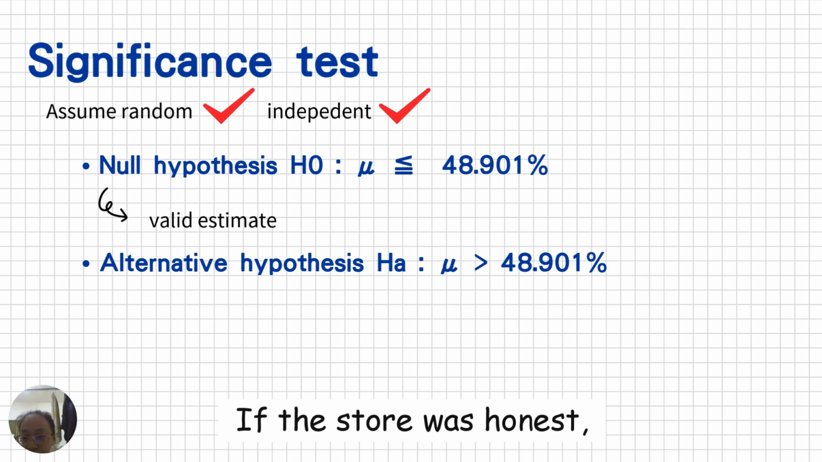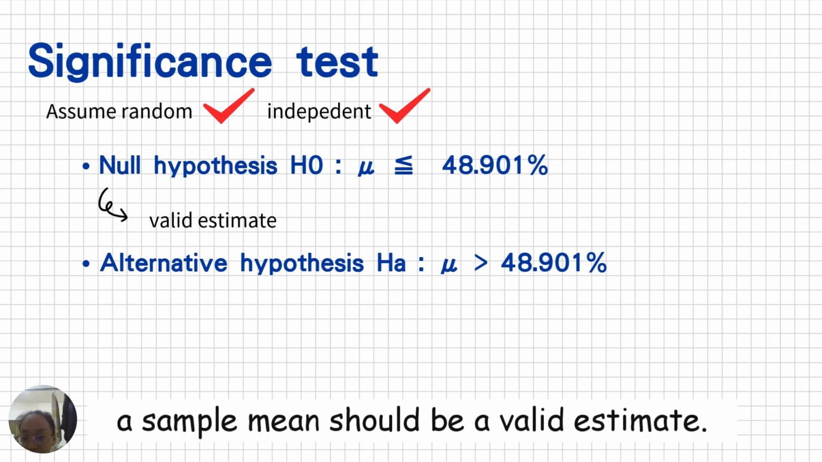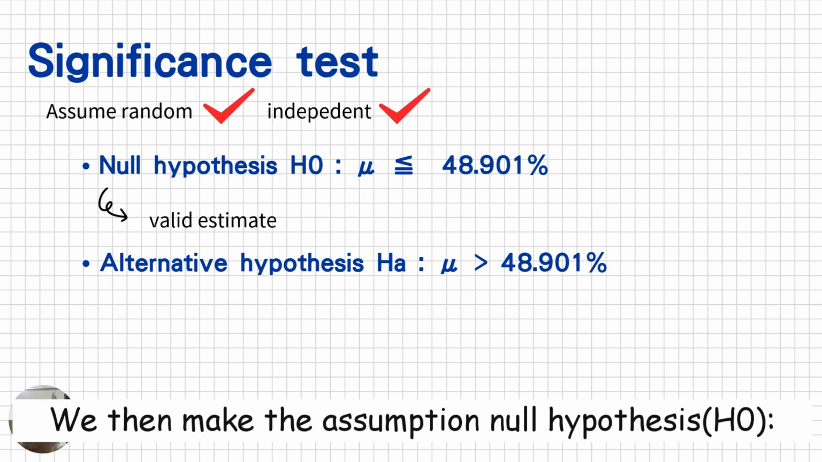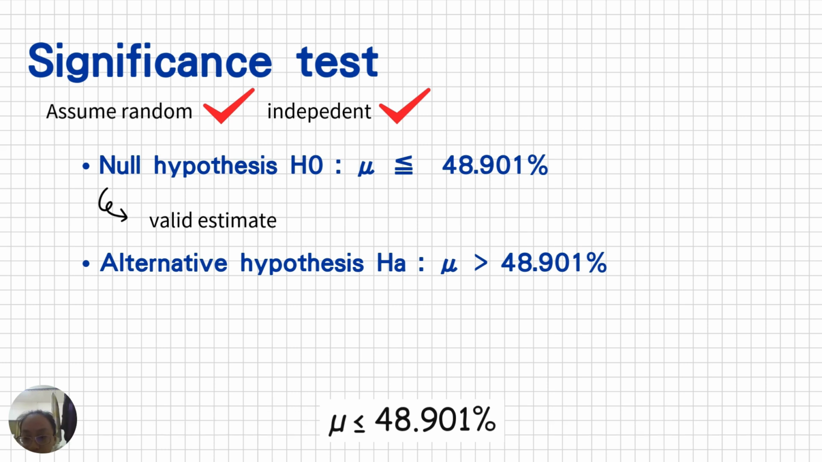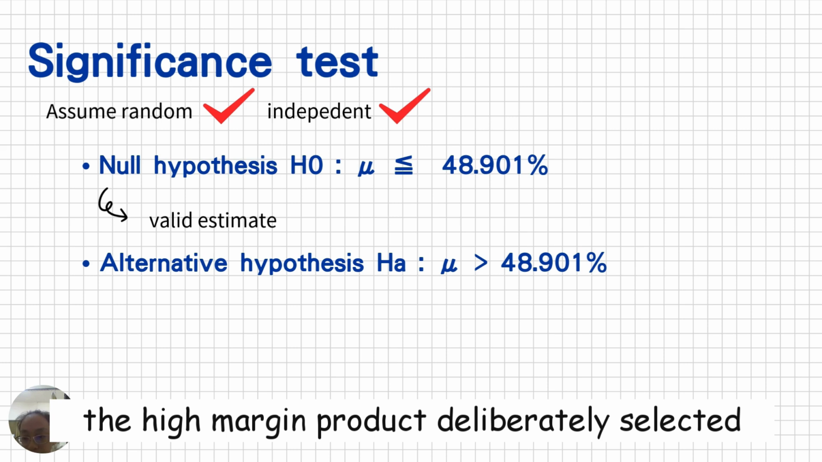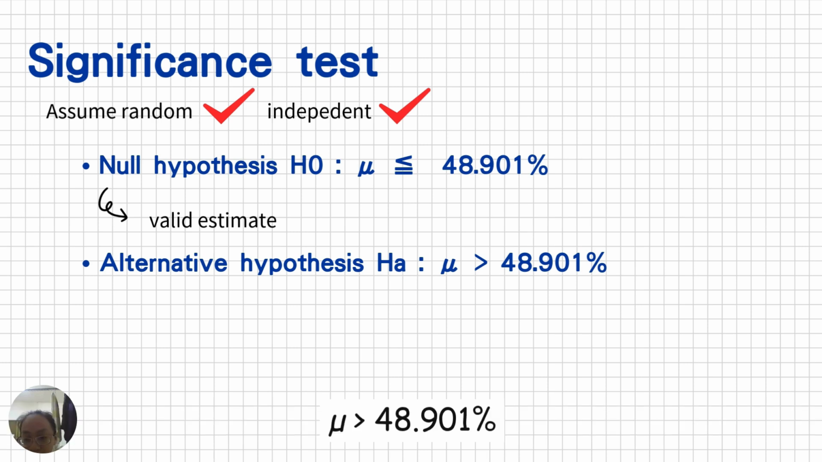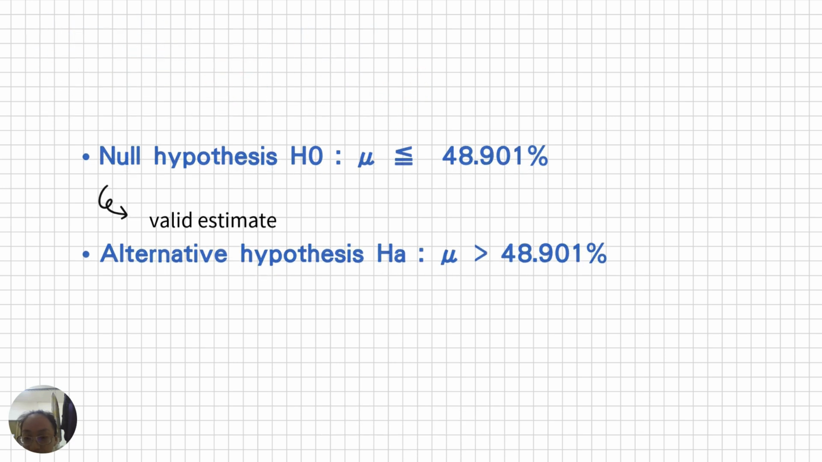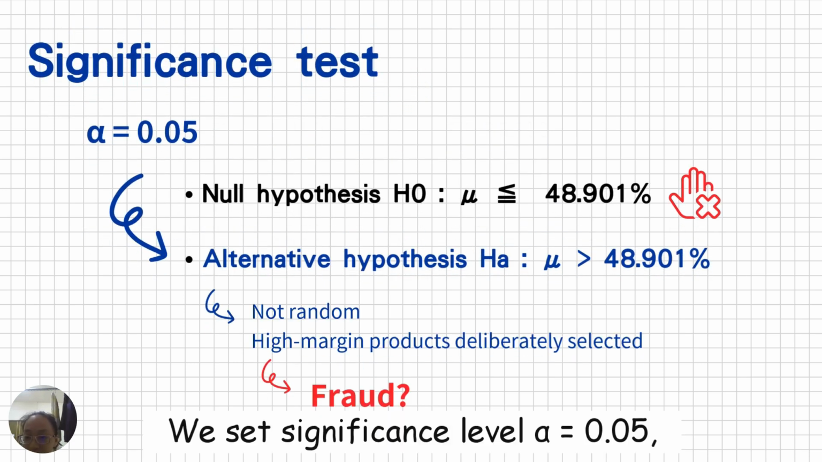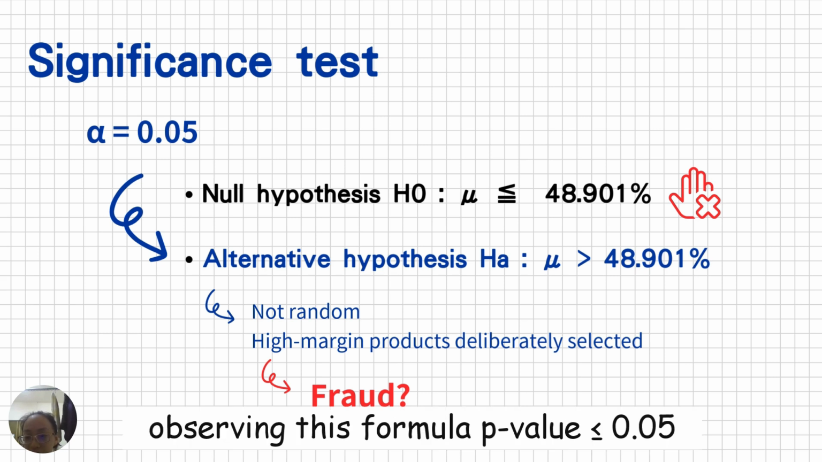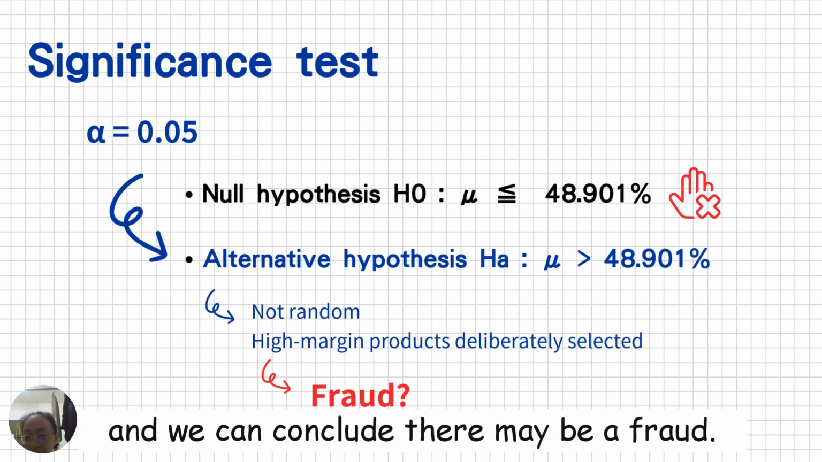To check whether the data was collected randomly and independently, we use a significance test. If the store was honest, a sample mean should be a valid estimate. We then make the assumption of the null hypothesis, mu less than or equal to 48.901%. We want to prove the high-margin products were selected and the mean was overestimated. We make the assumption of the alternative hypothesis, mu bigger than 48.901%. We set significance level alpha equal to 0.05, which means if the p-value is below 0.05, we can conclude there may be a fraud.